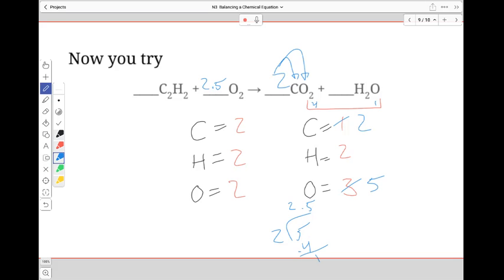So what ends up happening is that if this is the problem as it is, you take a look at it and you say, all right, this is balanced, okay, but you can't have half. So what you're going to have to do is multiply all of the coefficients by 2. And when I do that, I'm going to have a 2 here. I'm going to have a 5 here. I'm going to have a 4 here. And I'm going to have a 2 here. And I guarantee everything is balanced.